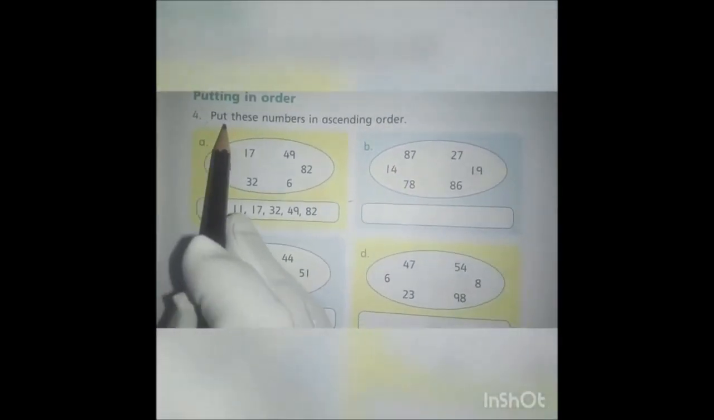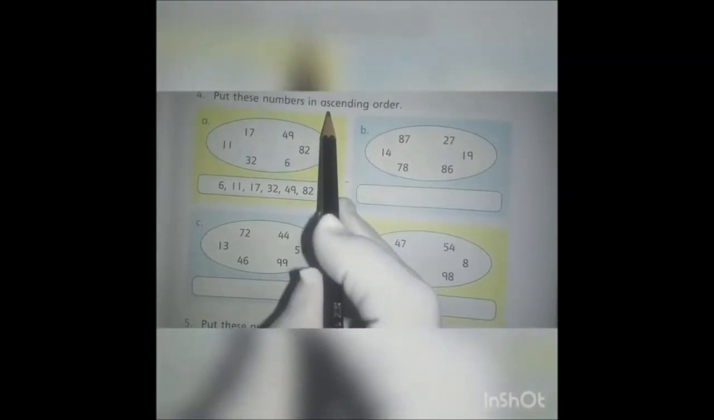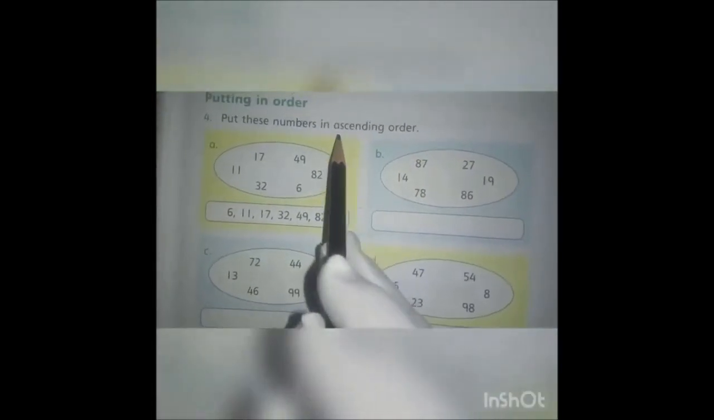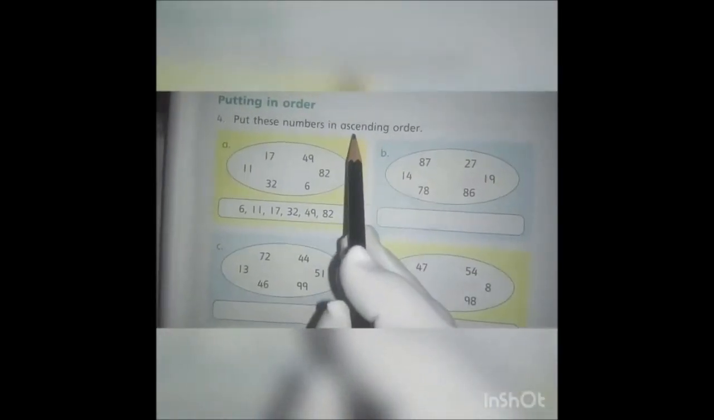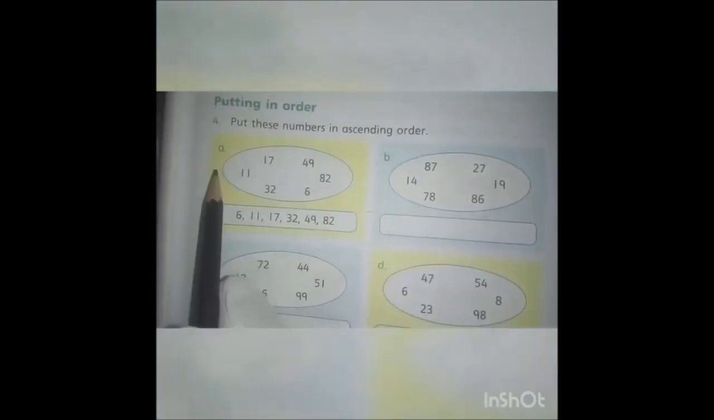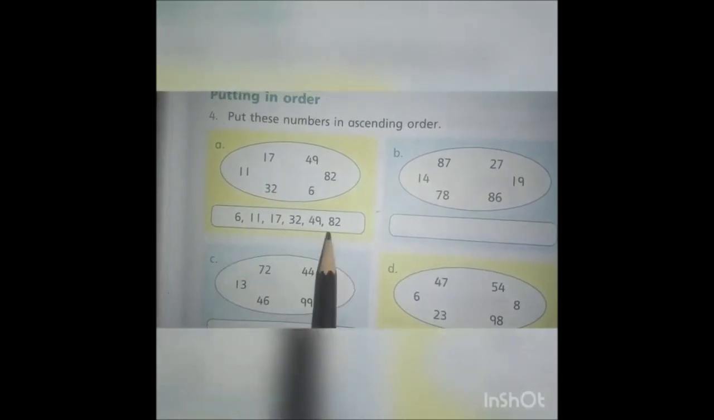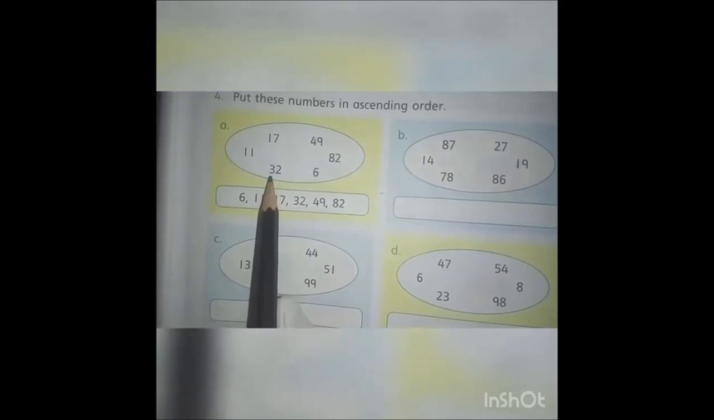Now children, open page number 3, exercise 4. Question is, put these numbers in ascending order. Ascending order means smaller to bigger. We start from the smaller number. Now look at part 1, which is already done for you. 11, 17, 49, 82, 6 and 32.